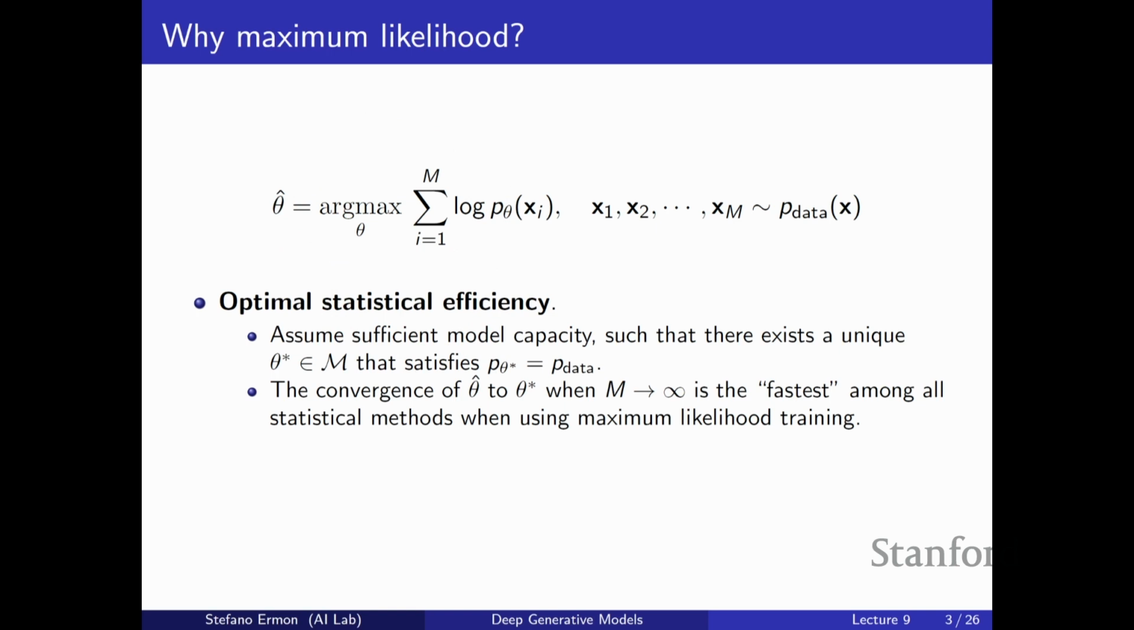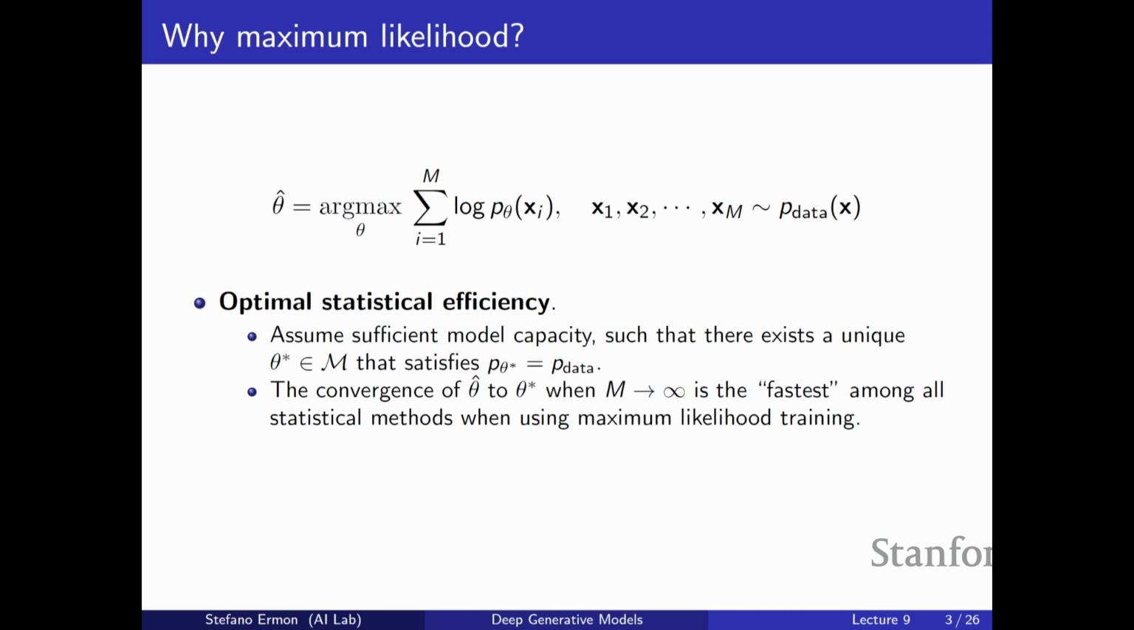So basically, there are other learning objectives that you can set up that would potentially give you estimates of the true parameters of the model. But among all these various techniques, the maximum likelihood one is the one that converges the fastest, which basically means that given a certain amount of data, this is the best thing you can do. It's the one that will give you the right answer using the least amount of data.